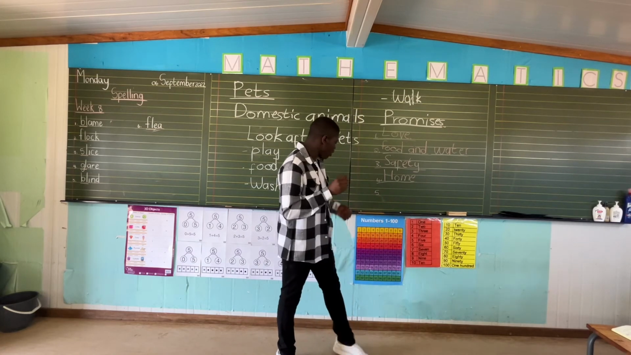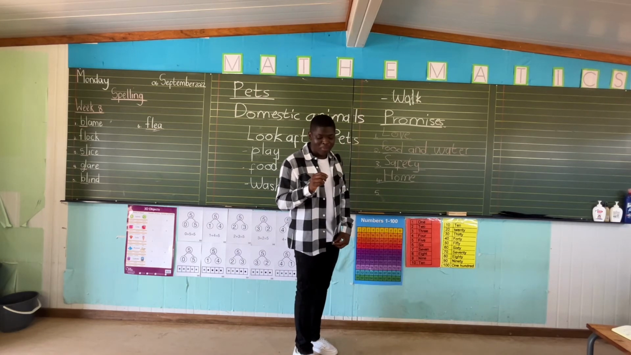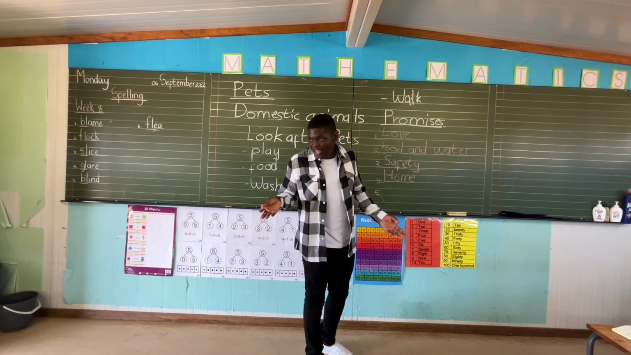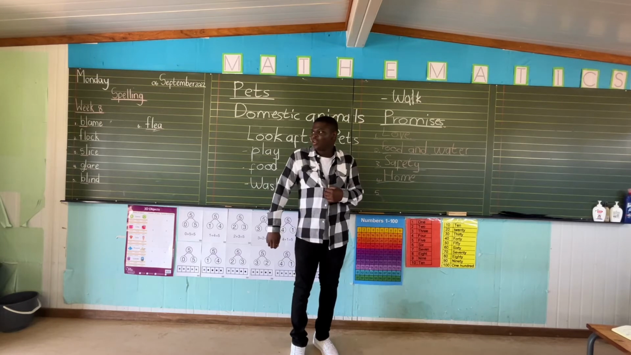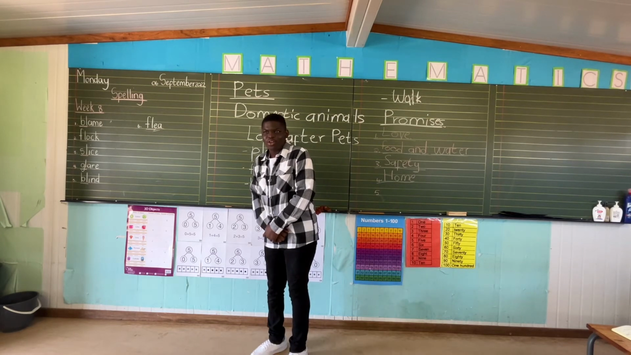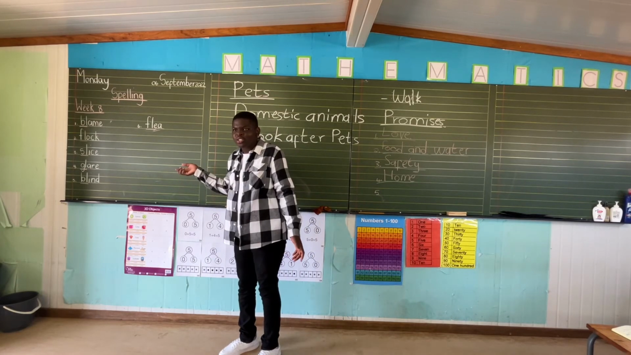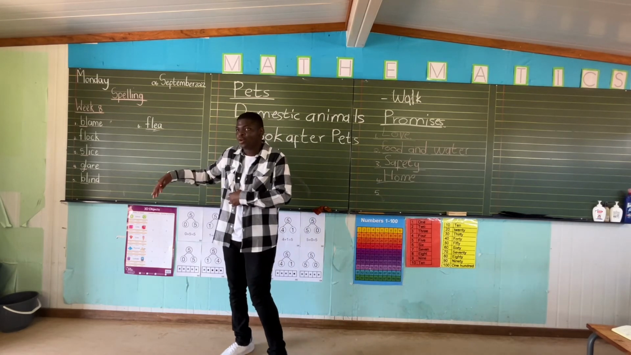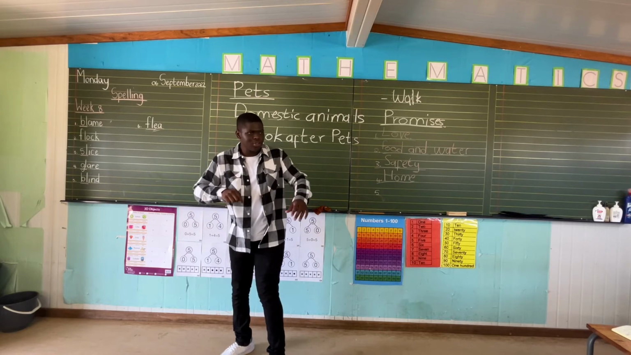Yes. So now we're going to number 5. This is very important. You must allow the pet to be a pet. Do you know what that means? No. So let me tell you about it. When you have a dog, you must allow it to go out and play with other dogs. But you must also monitor it. You must make sure that it is safe wherever it goes. Yes, so you must allow the dog to be a dog.